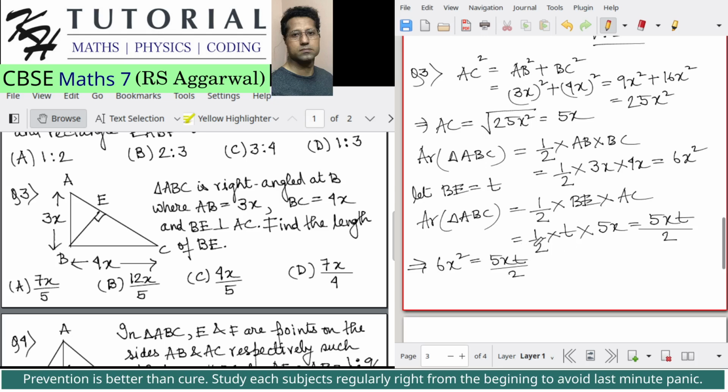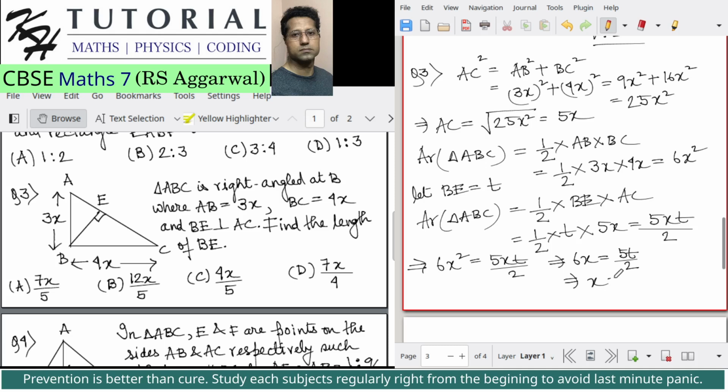So we must have 6x square equal to 5xT by 2. From here we can divide both sides by x. Why? Because remember, in an equation we can always divide or multiply the LHS and RHS by a non-zero number, and x cannot be zero. If x is 0, it means that the length of the side of a triangle is 0, which is never the case. In a triangle, the lengths of all three sides are always greater than 0. So I can divide both the LHS and RHS by x, and I will get 6x is equal to 5T by 2.